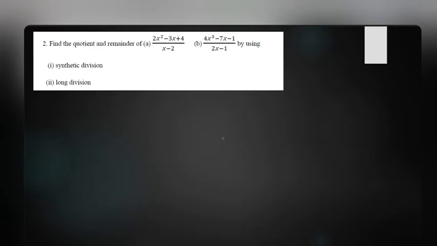So on A, we have to find the remainder and the quotient of this function, which is 2x to the power 2 minus 3x plus 4, over x minus 2. Remember, this is the same as when we write 2x to the power 2 minus 3x plus 4 divided by x minus 2. That is one and the same.